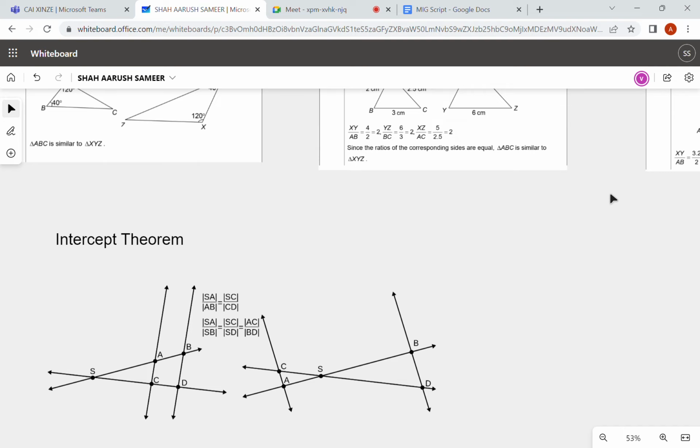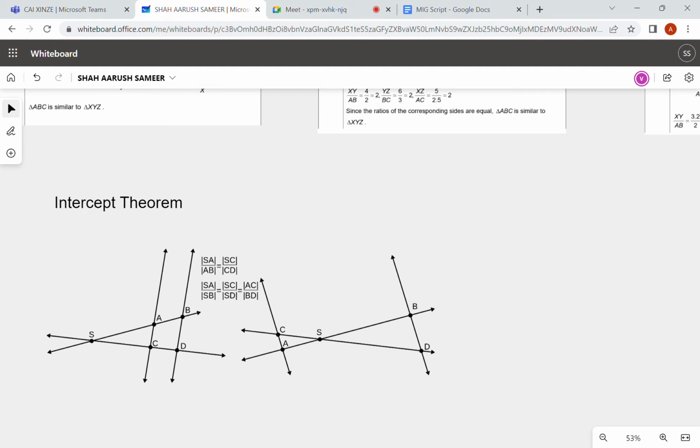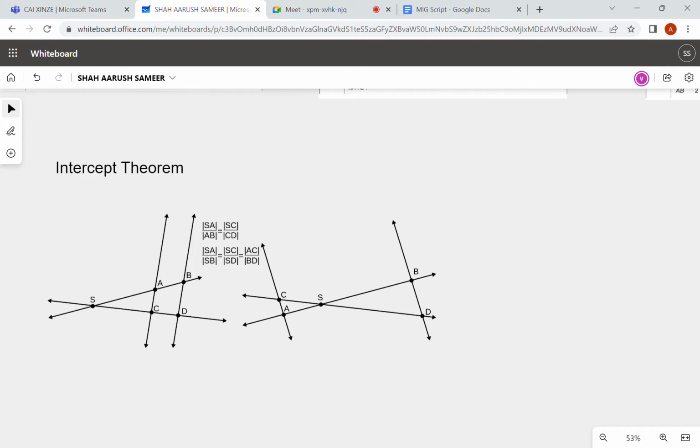Hi. So now we're talking about the intercept theorem. For the diagram on the left, we have two triangles, SAC and SBD, and AC and BD are parallel to each other. When this type of instance occurs, we can use the intercept theorem to find some useful ratios of the sides. Firstly, SA over AB is equal to SC over CD. Then we can also find that SA over SB is equal to SC over SD. What we're basically doing here is taking the lengths of the sides on one side and mirroring them over to the other side.